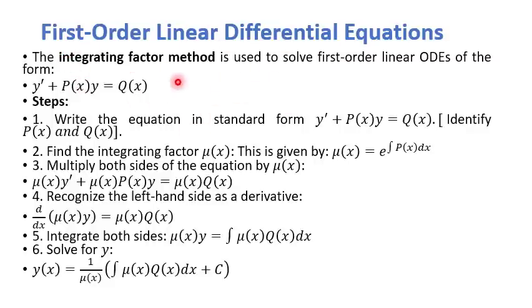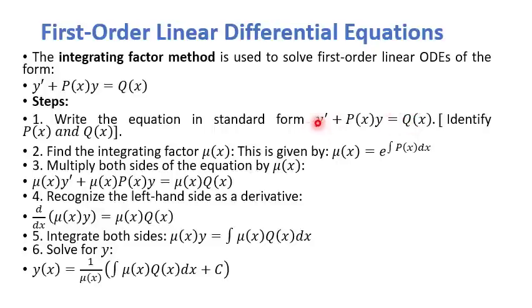The first step basically is to write the equation in this form, and ensuring that P of x and Q of x can be uniquely identified.